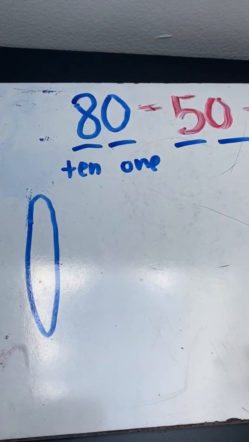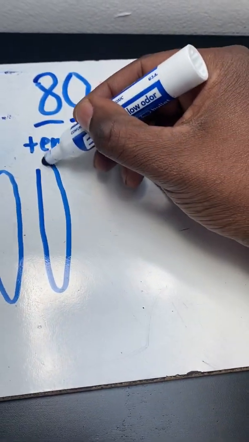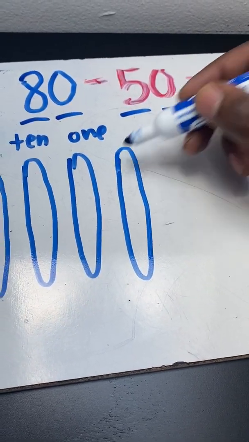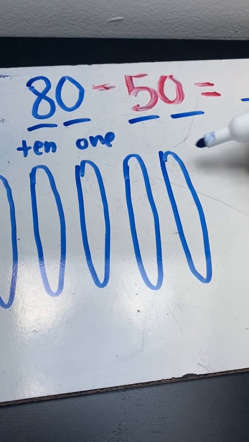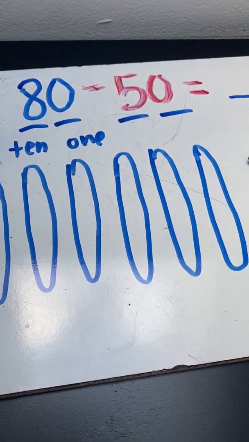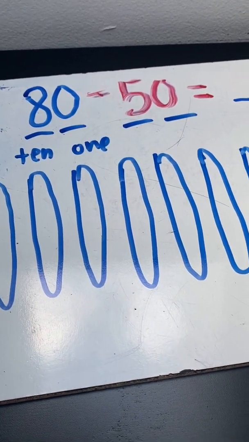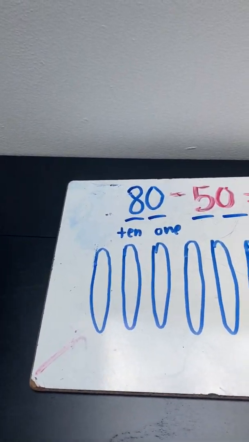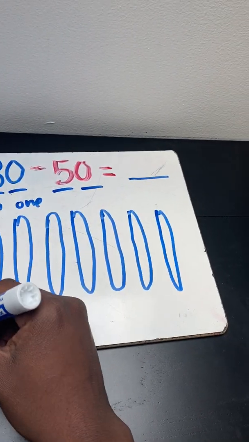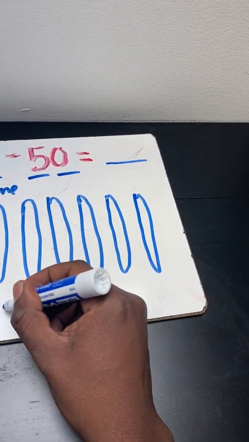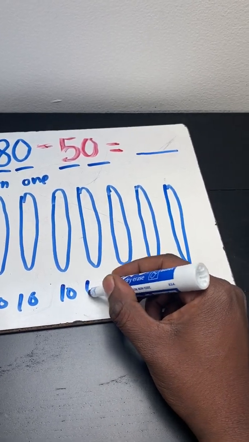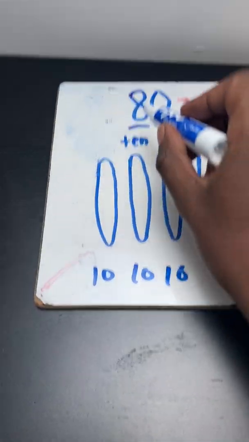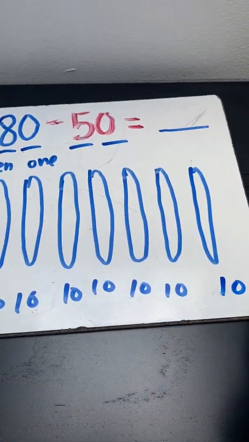Sometimes I like to build my groups of 10 like this. 10, 20, 30, 40, 50, 60, 70, 80. All right, so right here I have my 80. I have 10, 20, 30, 40, 50, 60, 70, 80. I have 8 groups of 10.